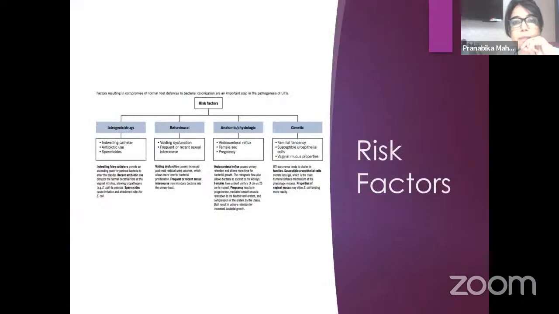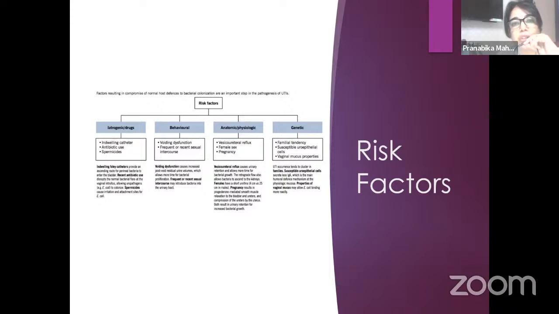Next slide, please. Okay, there are certain risk factors. It can be iatrogenic: as we have already talked about, if we put in an indwelling catheter, or use antibiotics right and left. Spermicidal gels may kill the normal good bacteria and help the growth of abnormal bacteria. Then behavioral factors: if a patient has voiding dysfunction, or frequent or recent sexual intercourse. It is advised that one should void urine before and after sexual intercourse so that the infection cannot ascend.